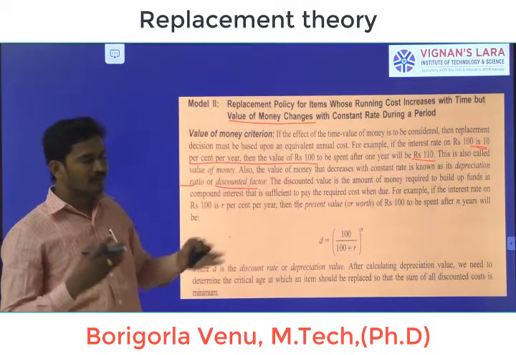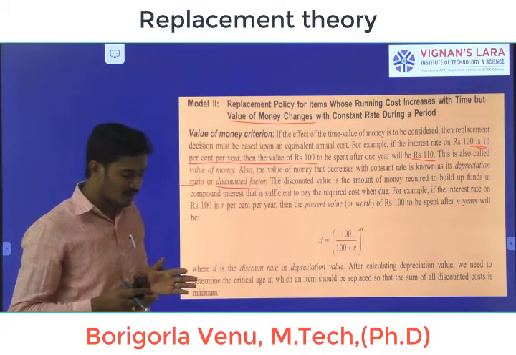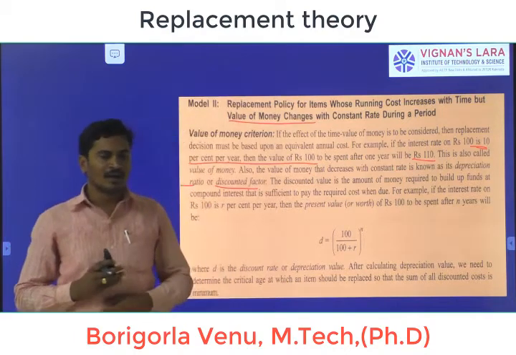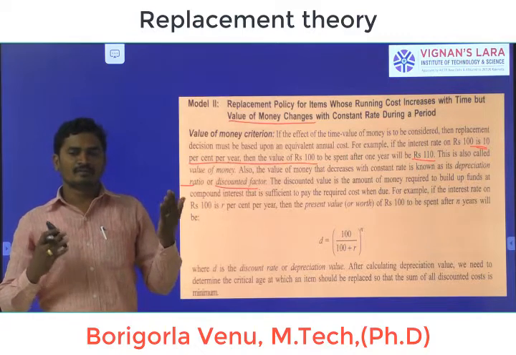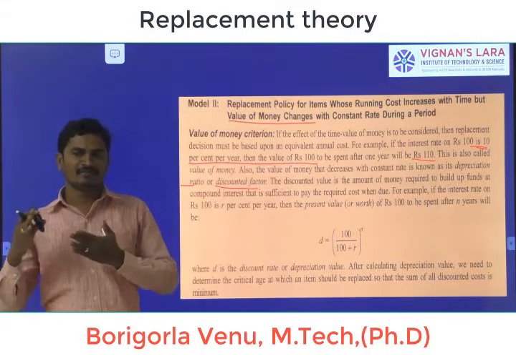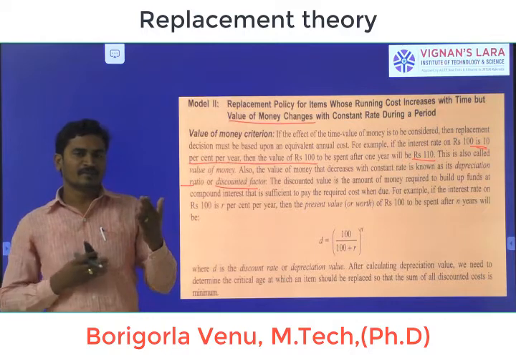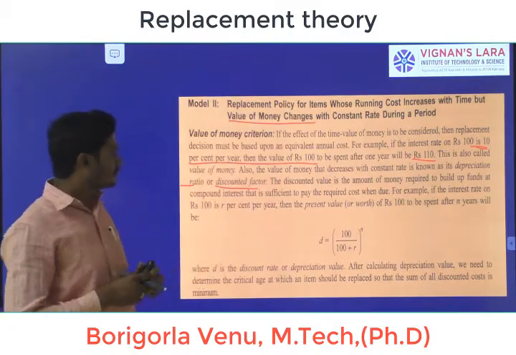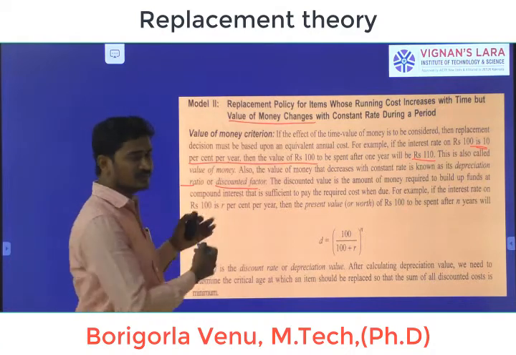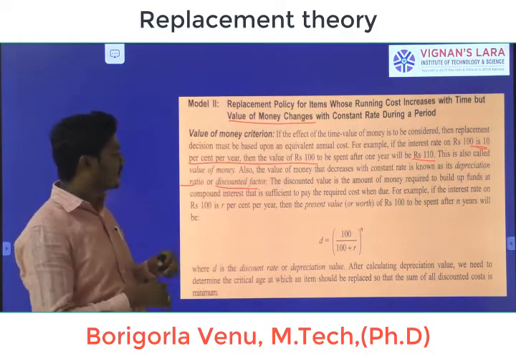For example, we take the bank. Suppose we take a loan or deposit money, they tell us that after some years your interest rate will be increased from 10% or 12% or 13%. Likewise, here also we have the rate of interest and the discounting factor.